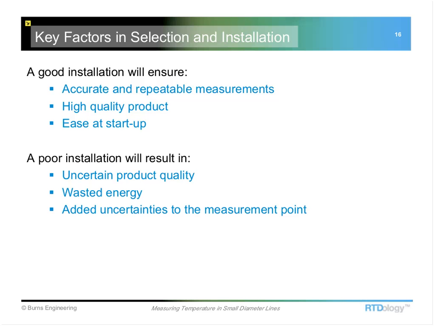Now, some of the things that we can define as a good installation: again, we've got the accurate and repeatable measurement, and that's going to result in high quality product, you know, a good use of energy. And if we do this wrong, it can compromise product quality, and it's also going to add uncertainty to your measurement point. And the uncertainties would go into your measurement error budget or calculations that would be done for that particular location.